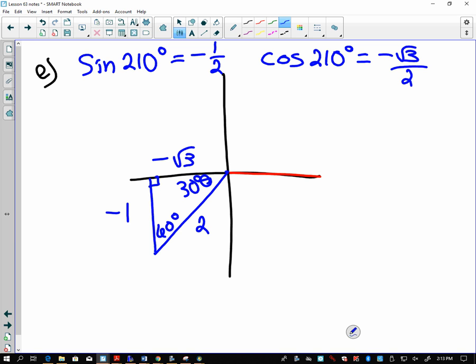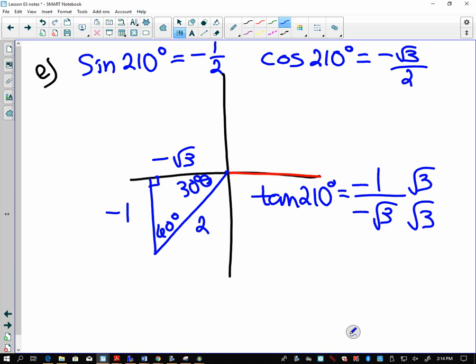Okay. Let's do tangent. Tangent of 210 degrees. What is opposite of theta? Because it's opposite over adjacent, right? TOA. What's opposite? Negative 1. What is adjacent? Negative radical 3. And remember how we said when we were in the third quadrant that tangent would be positive? Because we're taking a negative divided by a negative. Now, can I leave it like this? What do I need to do? Multiply it by radical 3 over radical 3, right?